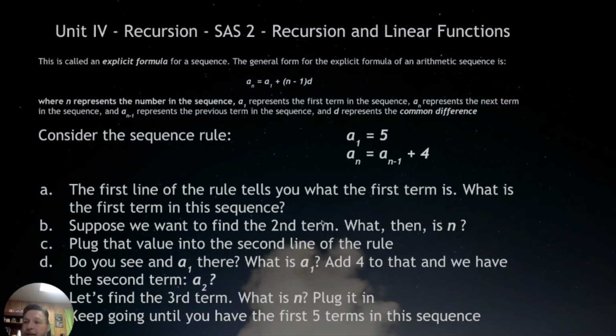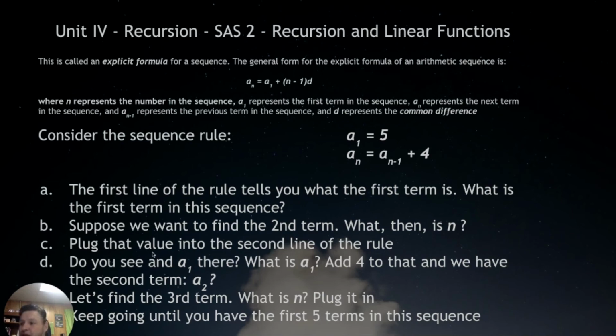Suppose we want to find the second term. What is n? N is 2. We'll plug that value into the second line of the rule. A subscript 2 equals A subscript 2 minus 1, or A subscript 1, plus 4. We're given A subscript 1, so we can put 5 in here for A subscript 1, since A subscript 2 minus 1 is 1. The answer for A subscript 2 is 5 plus 4, or 9. Now, do you see the A1 there? Add 4 to that, and we have the second term, A2.